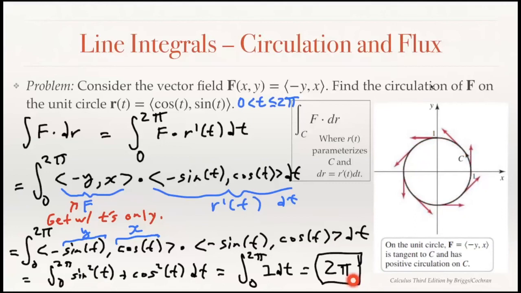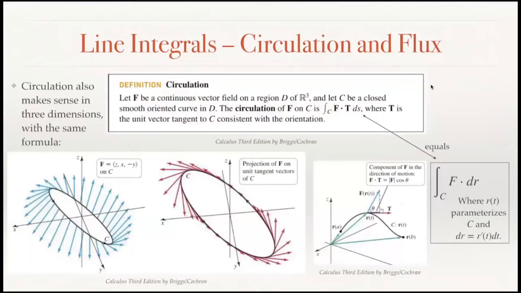And inasmuch as the circumference is 2 pi, we can think of this as having contributed a uniform contribution of 1 across the circumference of 2 pi. And circulation can also exist in 3 dimensions, with exactly the same definition. It's just that our dot product involves 3 different components, but it's no different in principle or in computation.